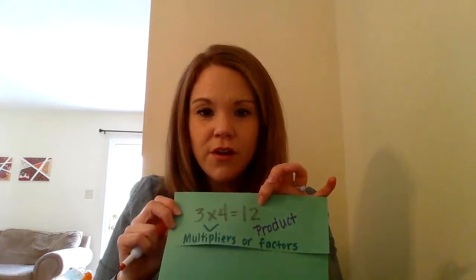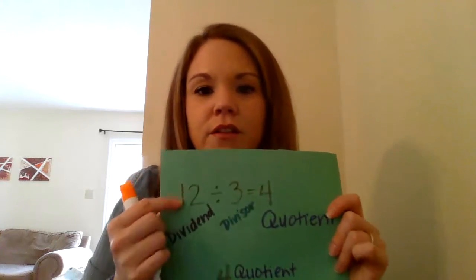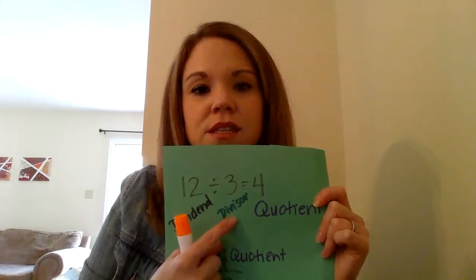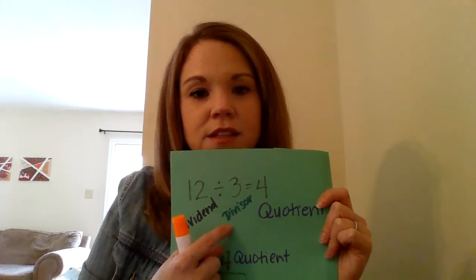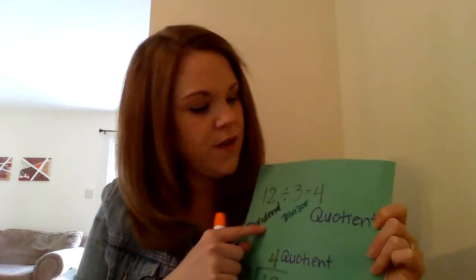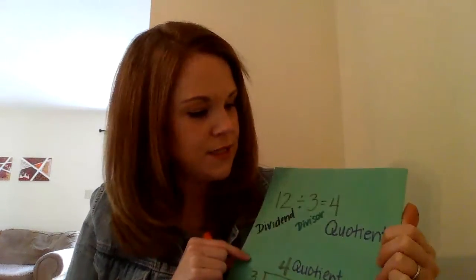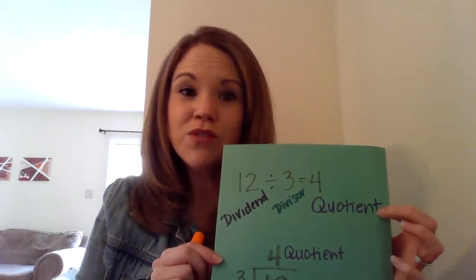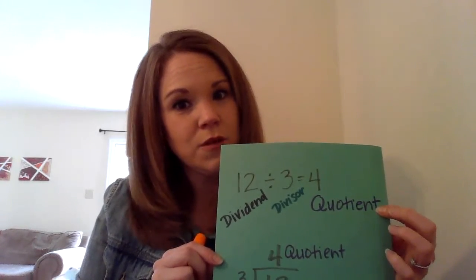Well, when we look at division, it kind of turns that around a little bit. Our product is what is being divided. So you take the largest number here, and that's how we start. Here, 12 divided by 3 equals 4. So this is the divisor. That's what you're dividing by. And then the quotient here is the answer. Okay, the quotient is the answer. So it's a little bit different.